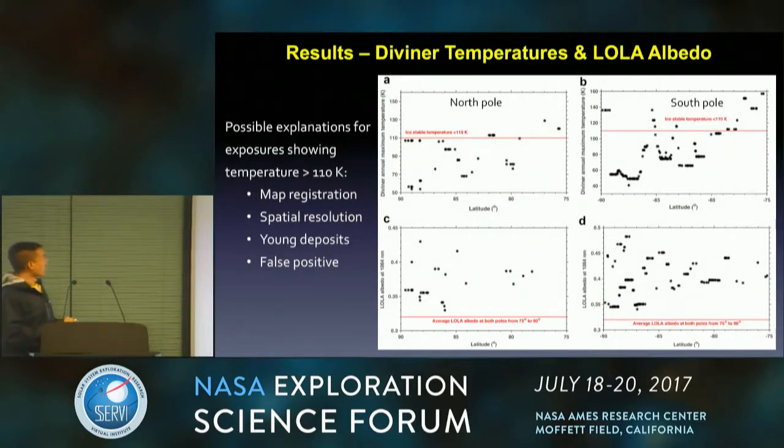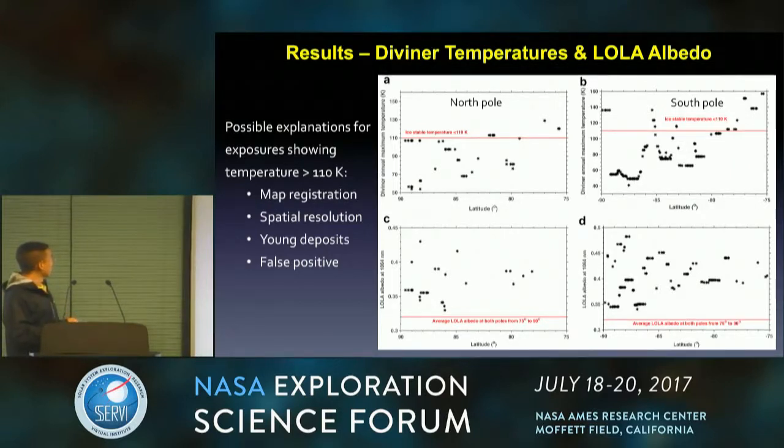Then we extracted the Diviner temperature and the LOLA albedo at the ice exposures. This is the North Pole, this is the South Pole, and this line shows the 110 K threshold. Most of the exposures are below 110 K, but several pixels show temperatures beyond 110 K, though definitely less than 160 K. These two plots show the LOLA albedo. You can see they are all above the average LOLA albedo, so LOLA has enhanced signatures.